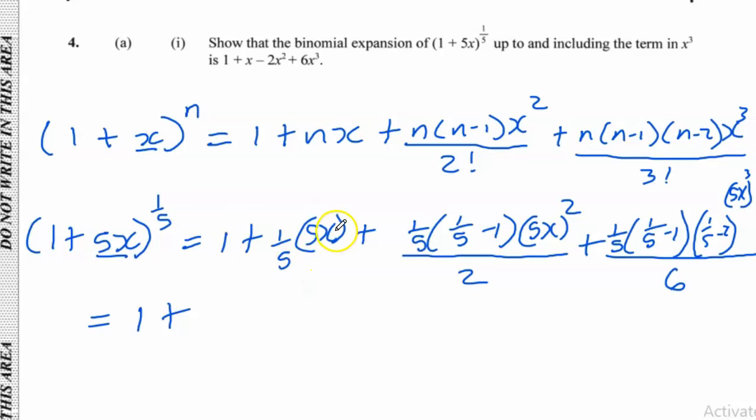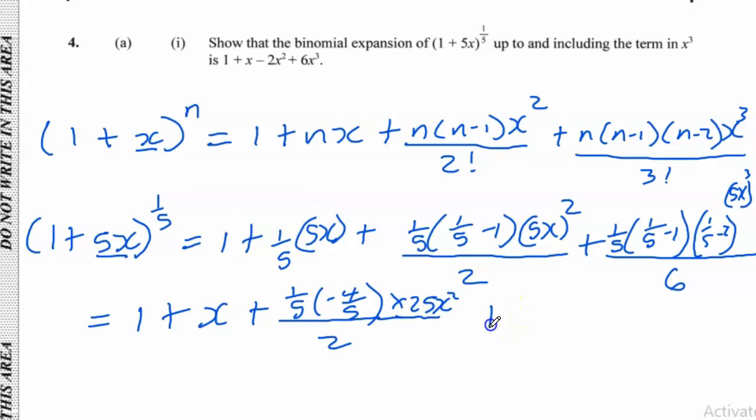1 plus, now 1/5 of 5x, that's x, plus, so we have 2 in the denominator here. Now 1/5, so we can use our calculator for this. So here we have 1/5 times minus 4/5 times 25x squared. So we have 1/5, and then 1/5 minus 1, that's negative 4/5, times (5x) squared, that's 25x squared.